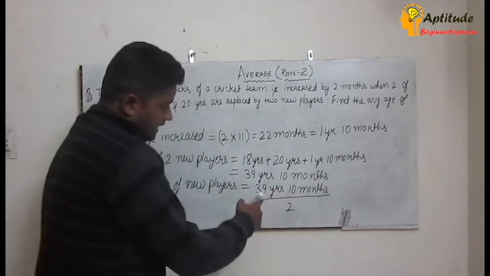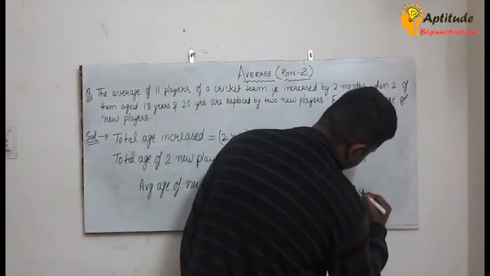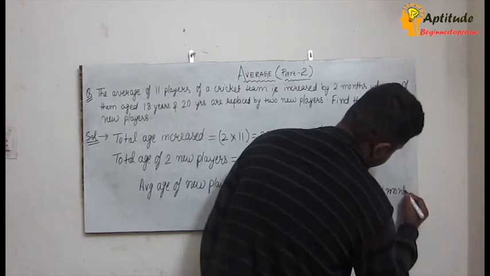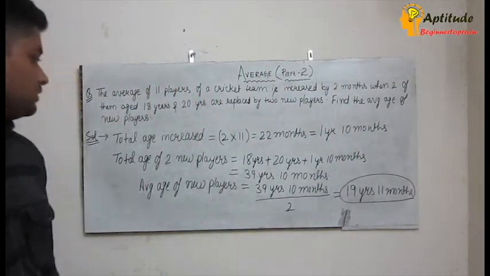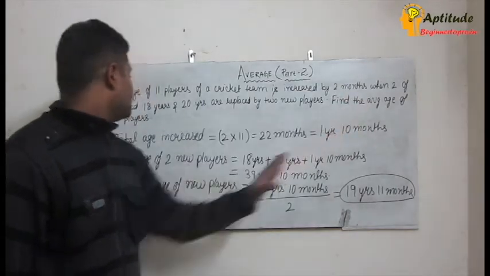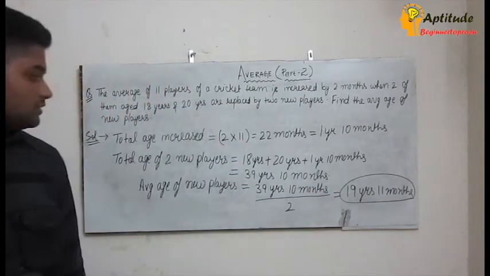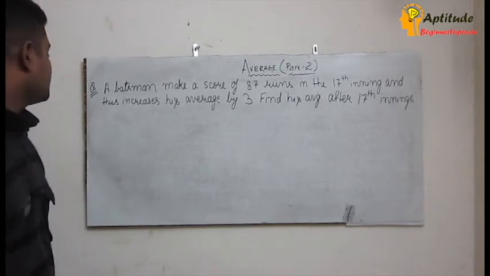So when we calculate this, we will get the result 19 years 11 months. Okay, so this is the average age of the two new players. Okay, now we will see the next question.